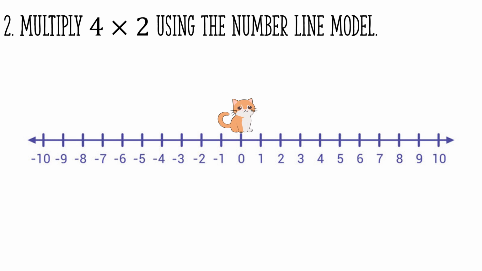All right, so we're going to start by multiplying 4 times 2 using our number line model. You can see that we have our cat on the number line. The cat is facing the positive direction.